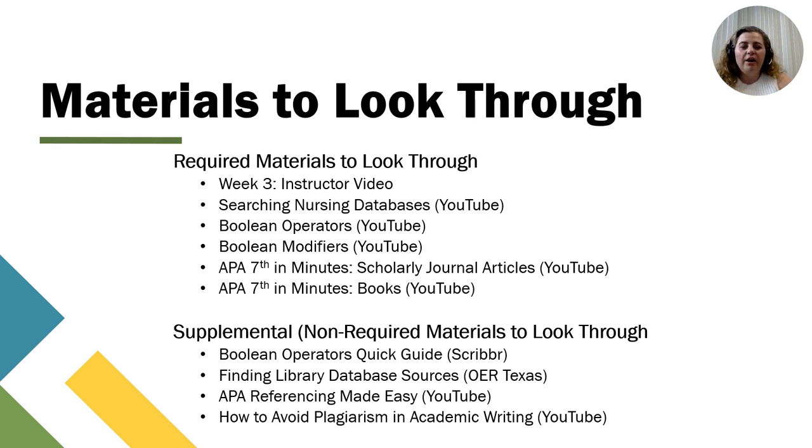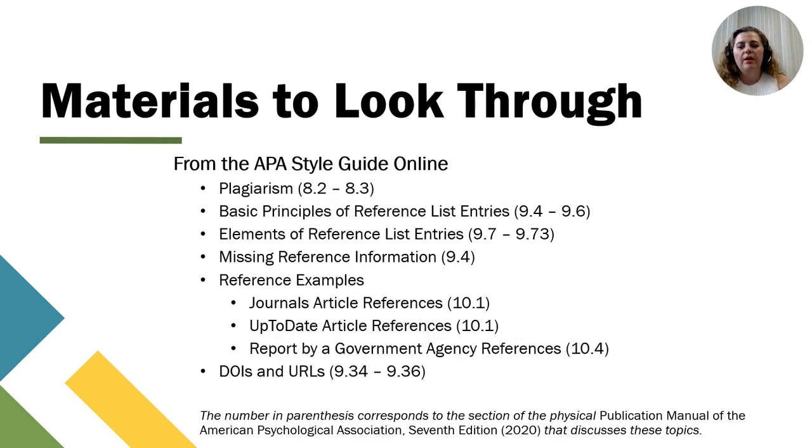For supplemental non-required materials, we have our Boolean operators quick guide from Scribbr. We have our finding library databases sources from OER Texas. We have a YouTube video from APA, Referencing Made Easy, and then another video on how to avoid plagiarism in academic writing. Again, we do have materials from the APA style guide online. Make sure you're reading through each of the sections either online through the links or by finding the location in your physical guide using the numbers provided in the parentheses.